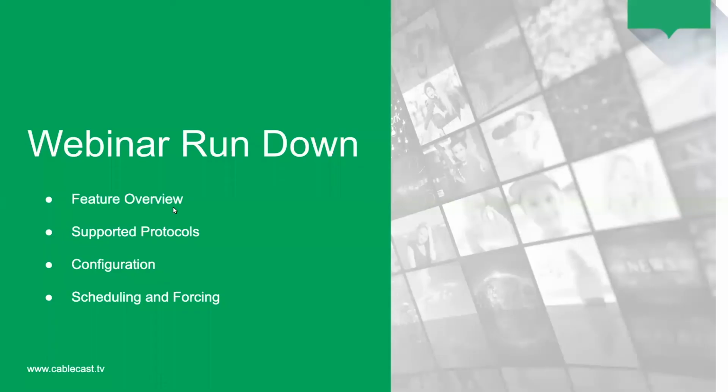So what are we going to be talking about today? We're going to talk about the feature overview: a little bit about what the feature is and some important tidbits with that. We're going to talk about the supported protocols that we've now expanded support for and give you some information on pros, cons, and optimal times to use these. We're going to do a demonstration on how to configure your system to use network streaming sources, as well as showing you the process of scheduling them and also forcing them using the force matrix. So that is what we're going to be talking about today.